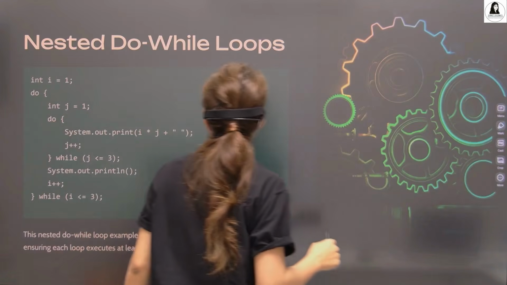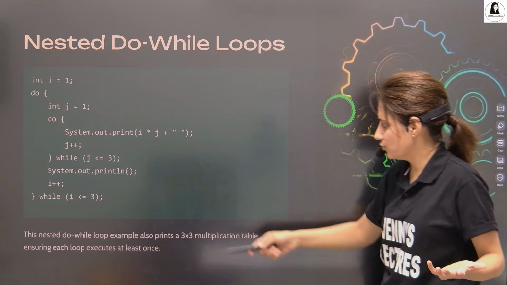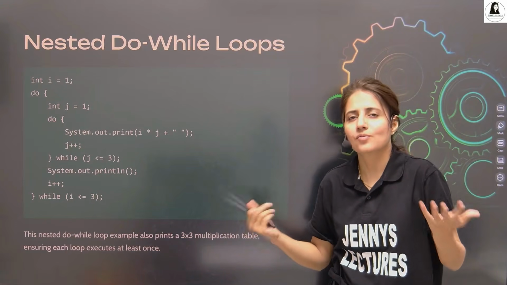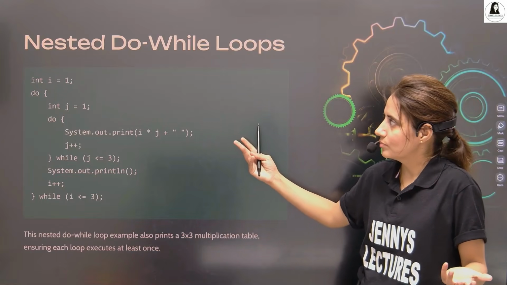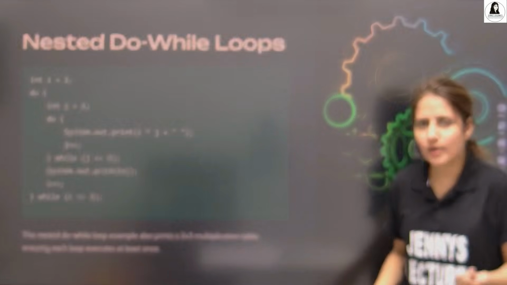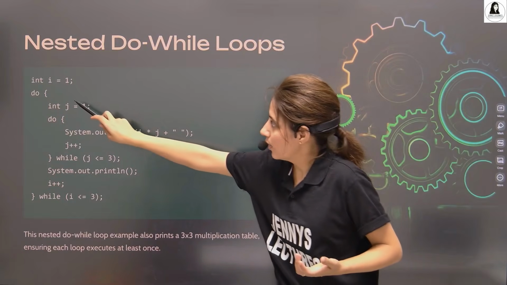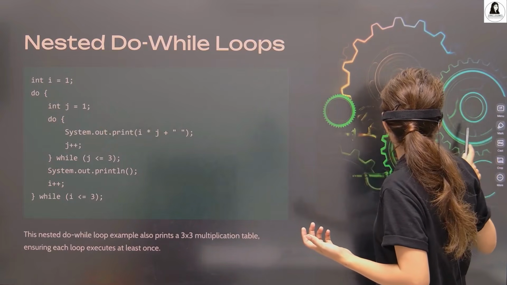Now next is nested do while loop. This is the same. This will also print the 3 into 3 multiplication table, but we have simply modified that thing. We are using a nested do while loop here. So you know how to use a do while loop, you know the syntax of do while loop, you know how to use a nested loop.